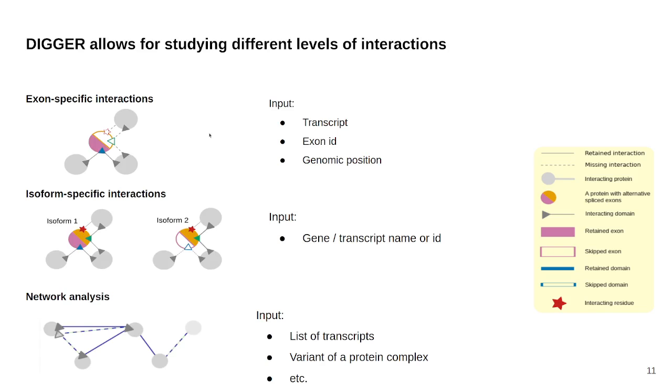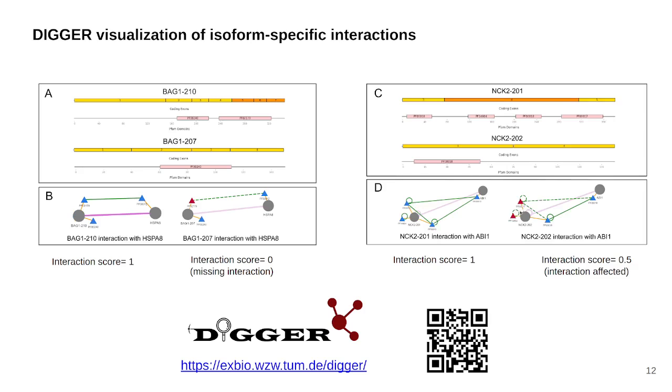So as I said, DIGGER can run in multiple modes. You could input an exon and look at an exon skipping event, for example, or you could look at a specific gene and compare between isoforms. This is useful when you have an isoform switch event and you want to look at the exact impact of such an event on the PPI. And you could also run it for network level analysis, which I'm going to explain more in the coming slides.